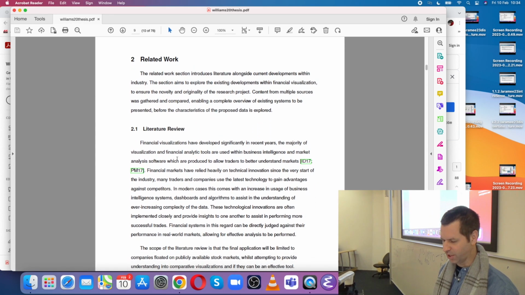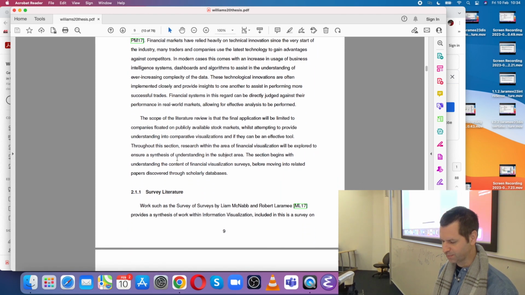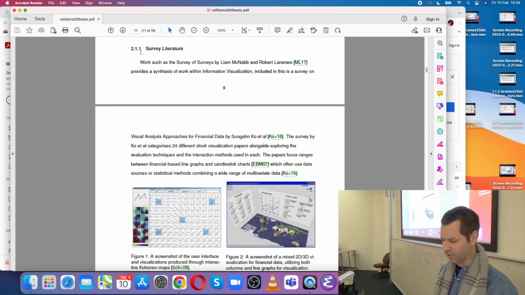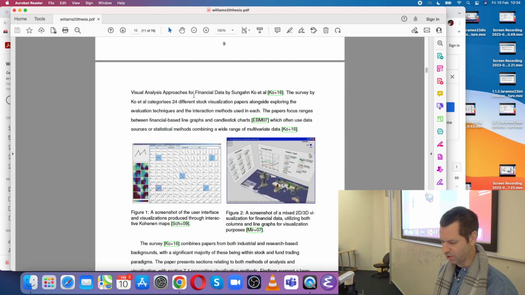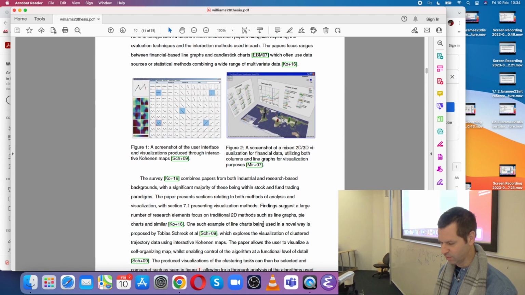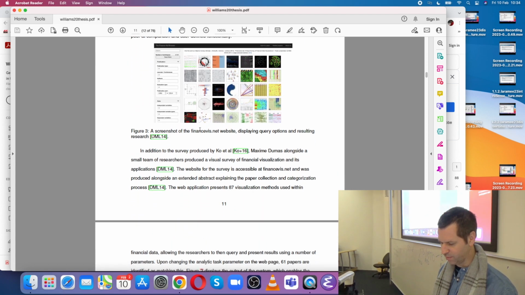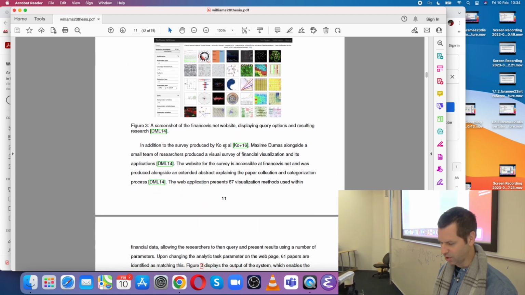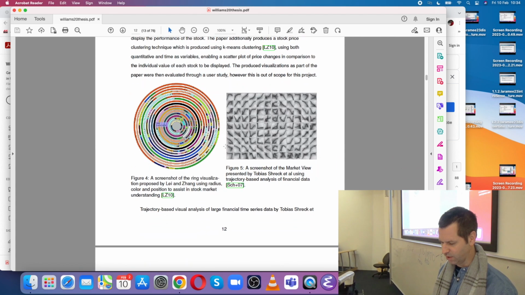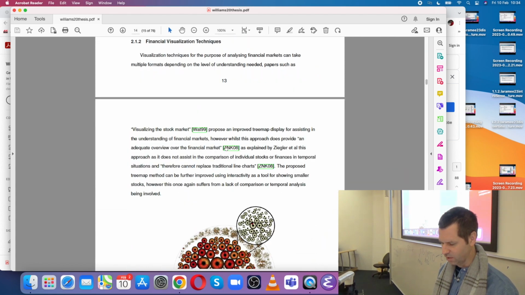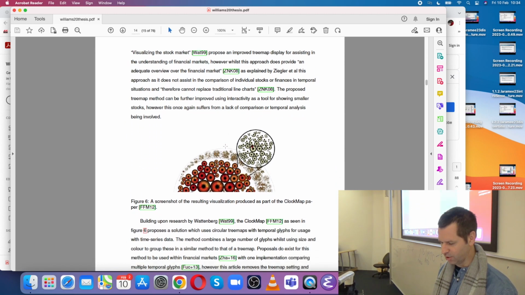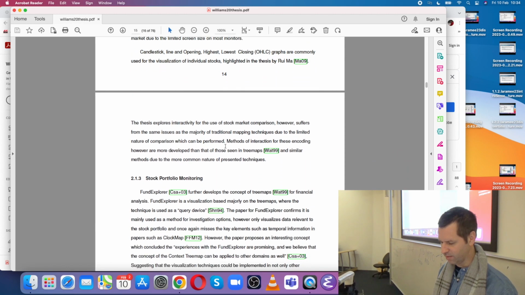There's a related work section, the literature review section, a specific literature survey section with some nice example figures. The figures are nice, have nice captions, and they have the citations there, just like they're supposed to. Right? Some more, a nice figure with the citation. More nice figures with citations. So a good related work section, right?